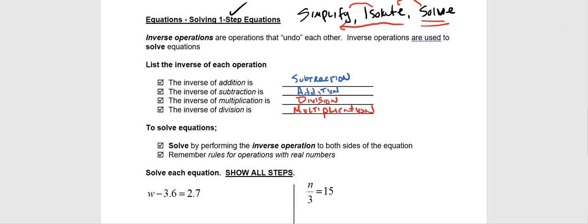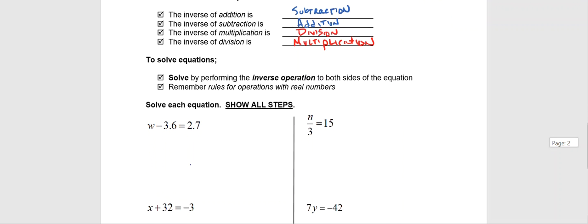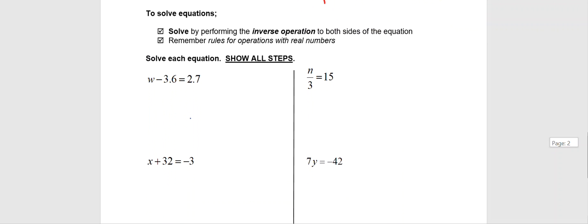So why this is so critical to know is because when we start getting into solving one-step equations, all that we're going to need to do is to identify what operation is present already in the equation, and then use its inverse by performing that inverse operation to both sides of the equation.